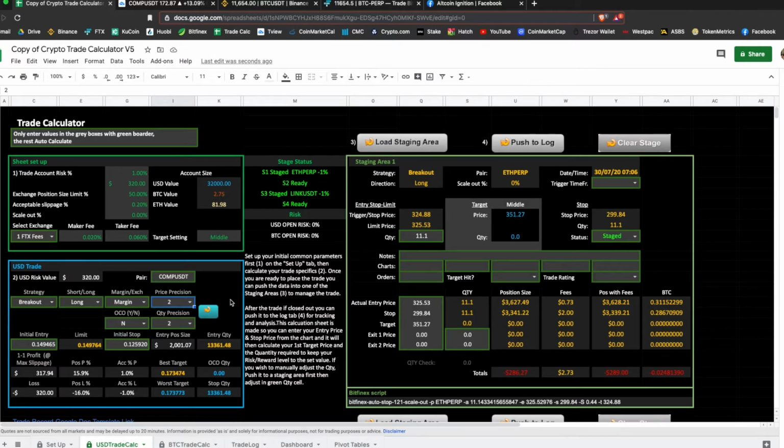We might want to trade 1.5 of them, 1.6 or something like that. Just hit that there. We're trading on margin, so leave that there. If you're just trading on the exchange and at spot, then change it to exchange and then hit this button again, okay?